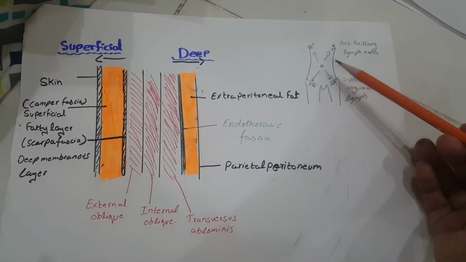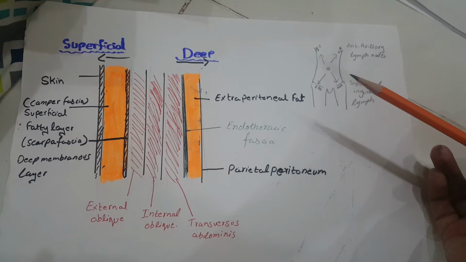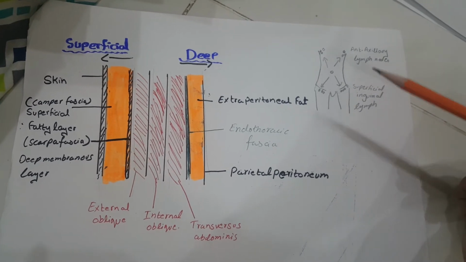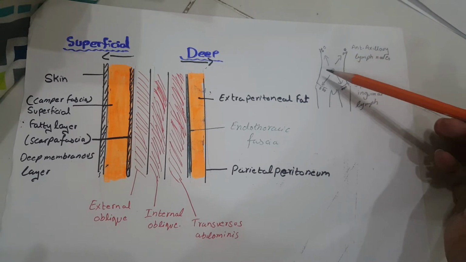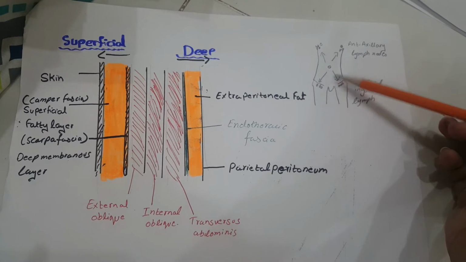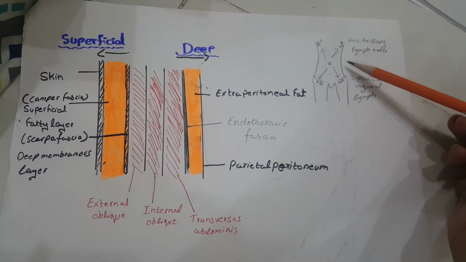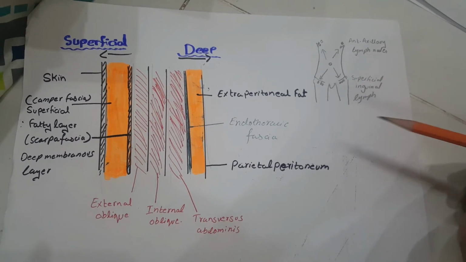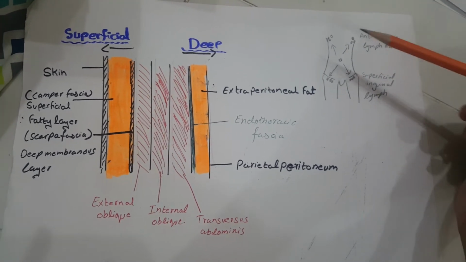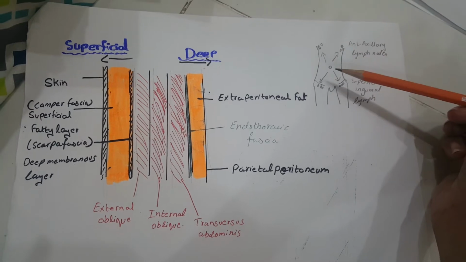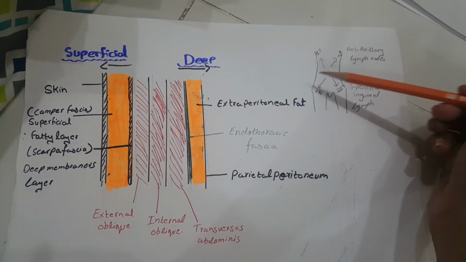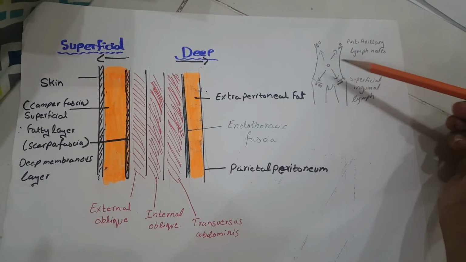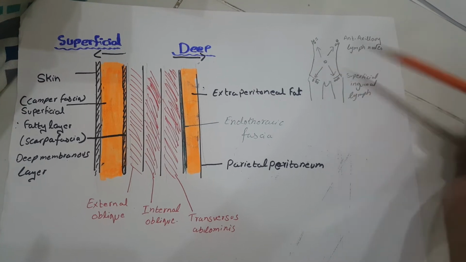The umbilicus is clinically very important as the lymph and the venous blood are drained upward above the level of the umbilicus and downward below the level of the umbilicus. As in this diagram, axillary lymph nodes and superficial inguinal lymph nodes are shown. As you can see, the lymph is flowing upward above the level of the umbilicus and downward below the level of the umbilicus.